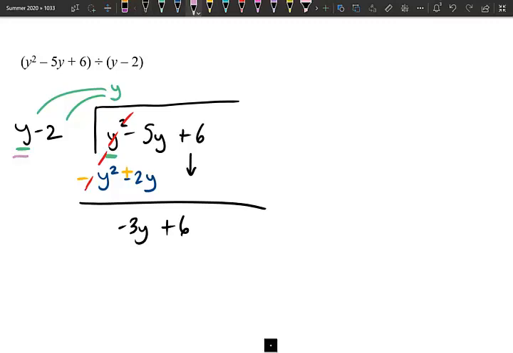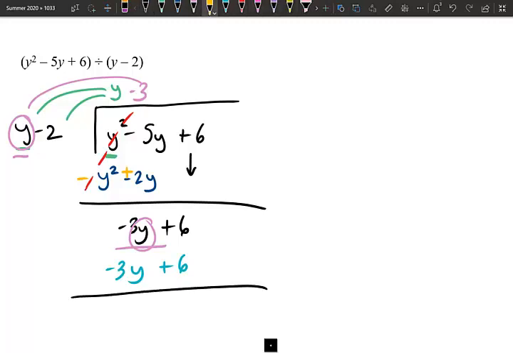Alright, now we need to make y become negative 3y. So they share the y, that's already there. Awesome. What they don't have yet is the 3, so I need to multiply by negative 3. Negative 3 times y, we get negative 3y. Negative 3 times negative 2 is positive 6. We're going to switch the signs, so negative becomes positive, positive becomes negative. We have negative 3y plus 3y, that cancels, that was the goal. Positive 6 minus 6, we have 0, so no remainder. Our answer is y minus 3.